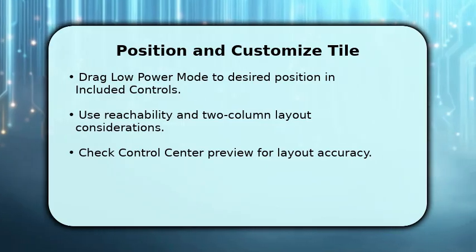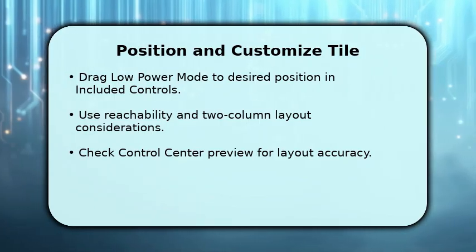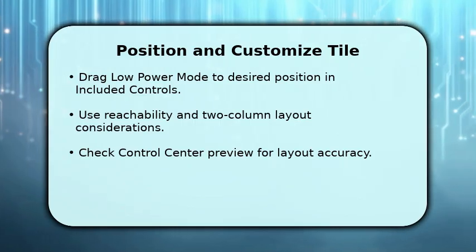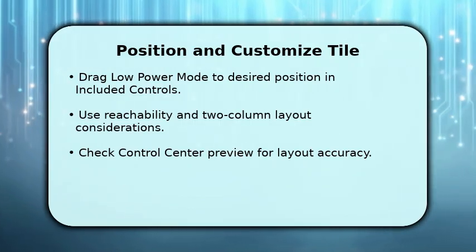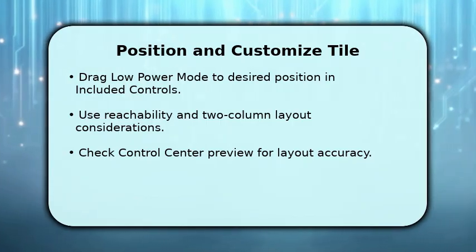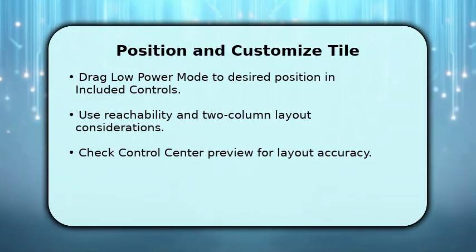If you use reachability or a two-column layout on larger devices, place the tile in an easy-to-reach column. Once positioned, lock your changes and pull down Control Center to confirm visual placement and tap to test. If it feels awkward, return and drag it again until it's in a comfortable, consistent spot for one-handed use.